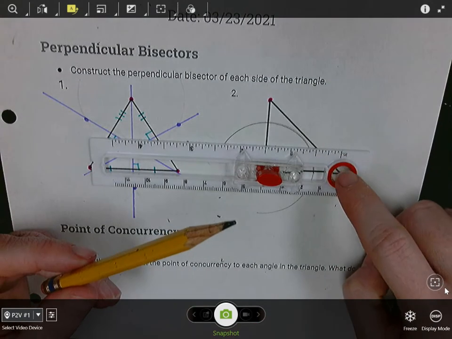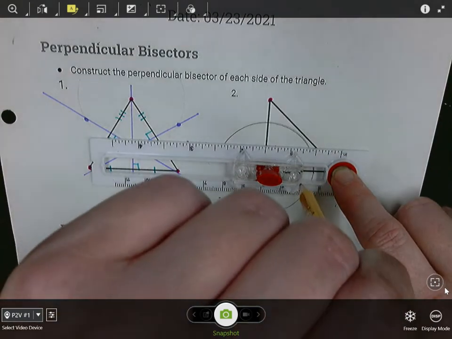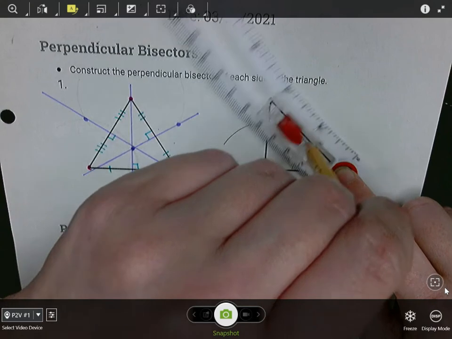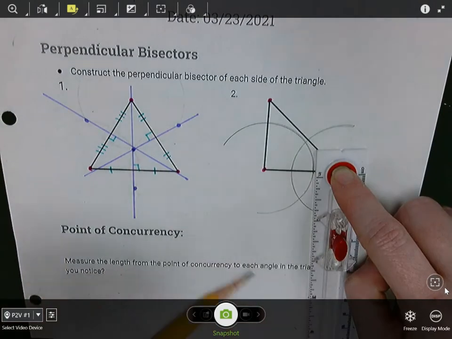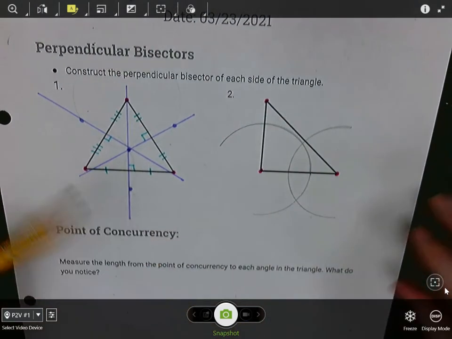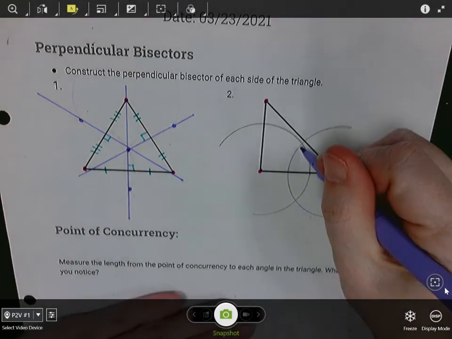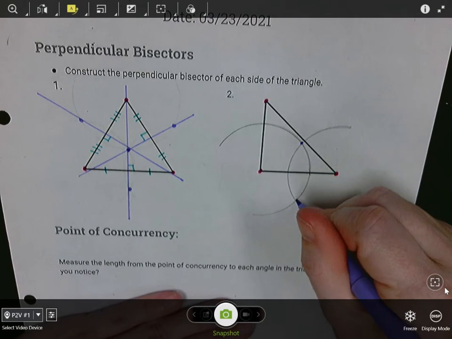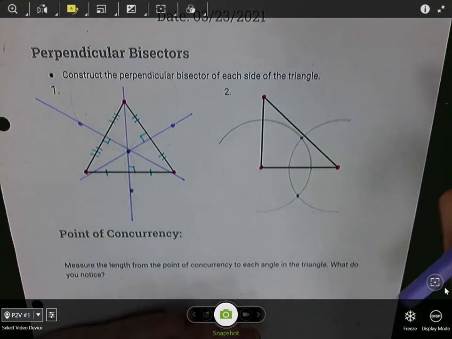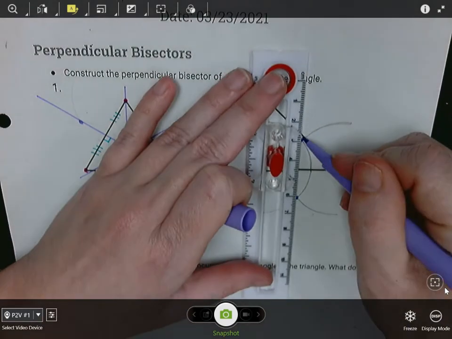side. Put your finger down. Put your pencil in the hole closest to your finger and draw your arc. And then connect the 2 points where the 2 arcs intersect. Put points there and draw your perpendicular bisector.